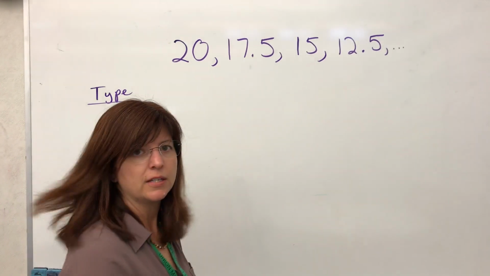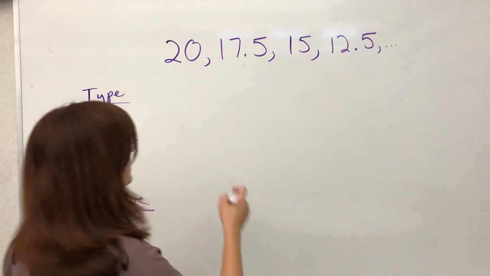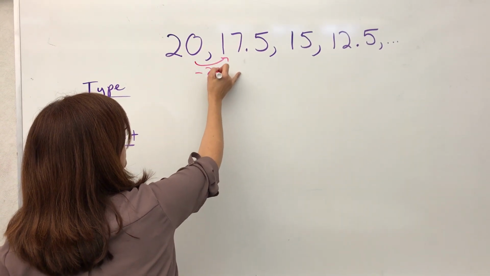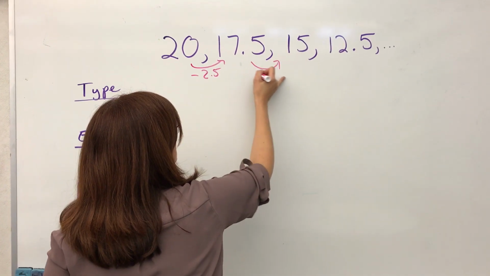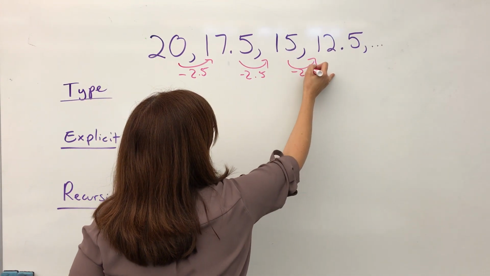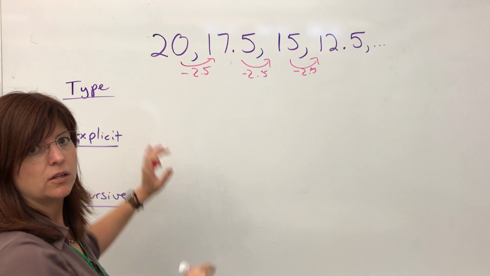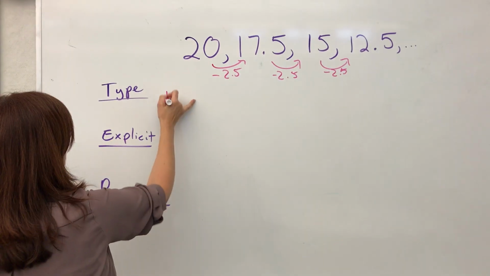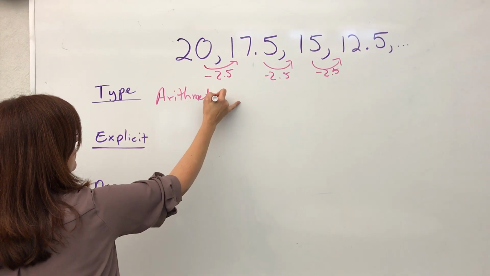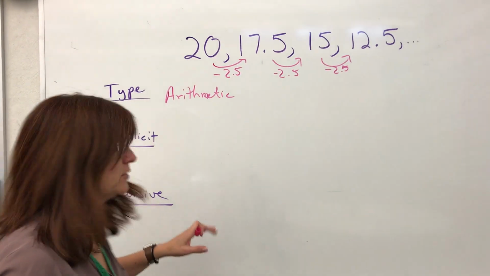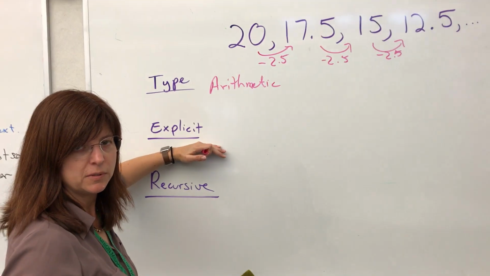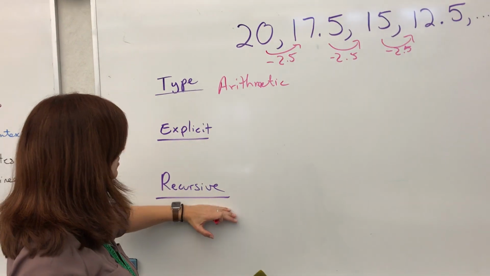In order to figure out the type, I'm going to see what's happening each time. I can see right away that it looks like I'm just subtracting 2.5. It happens throughout the sequence, so I know this is indeed an arithmetic sequence. My handwriting's getting sloppier as the video goes on. So then the question is, give me an explicit equation and a recursive equation.